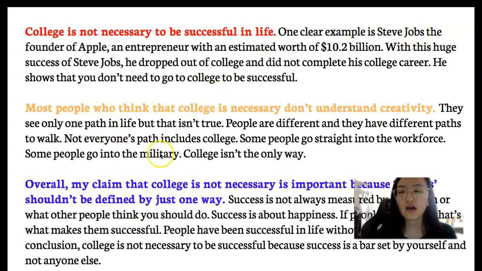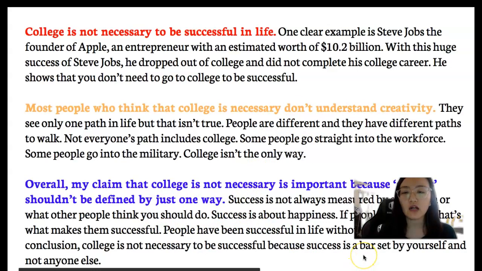Then they're going to go to their counter argument where they talk about the opposite side and why they don't agree with that side. "Most people who think that college is necessary don't understand creativity. They see only one path in life, but that isn't true. People are different and they have different paths to walk. Not everyone's path includes college. Some people go straight into the workforce, some people go into the military. College isn't the only way." That's their counter argument. And then the last is their conclusion.